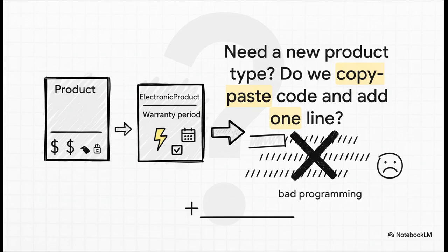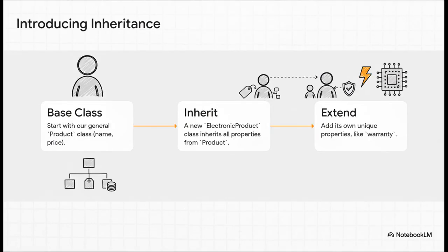Now, the first instinct might be to just copy the entire product class, paste it, rename it, and add one new line for the warranty. But we already know where that leads, right? Duplicated code is a mess. Instead, OOP gives us this beautiful solution called inheritance. And it works exactly like a family tree.